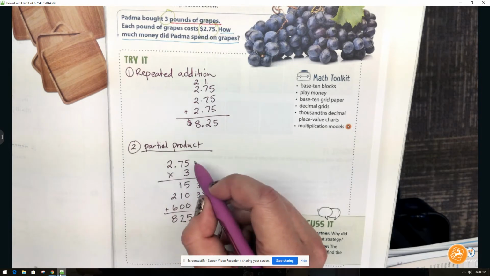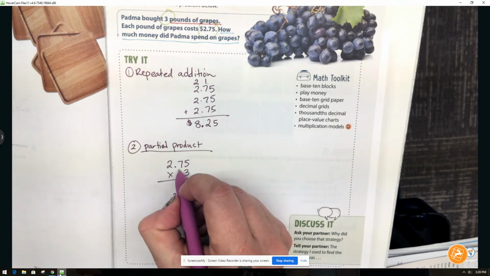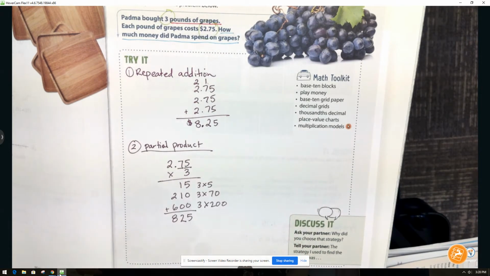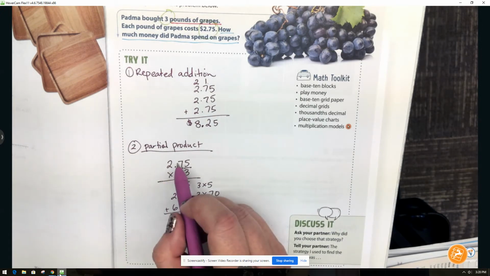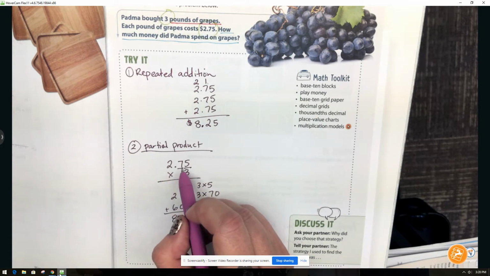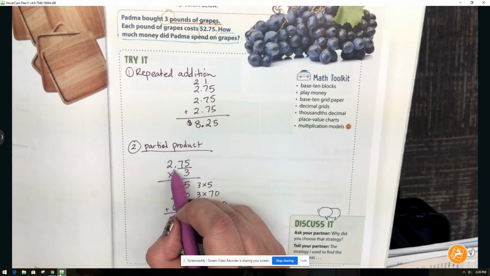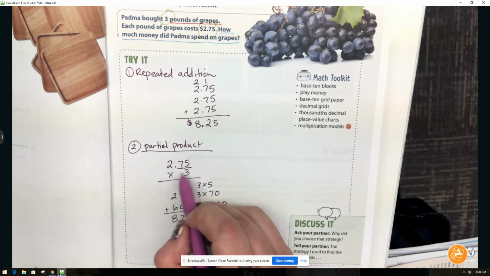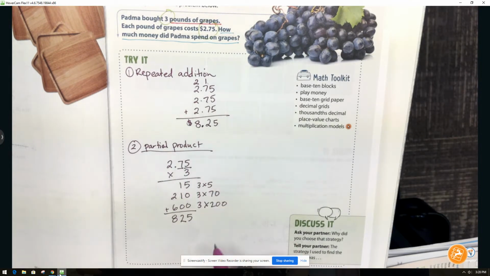And we have 2 digits that come after the decimal. So in this case, our decimal needs to be moved over 2 places because this answer here is hundredths. So we need to move our decimal over 2 places, which is going to put it there, and we'll still get our $8.25.